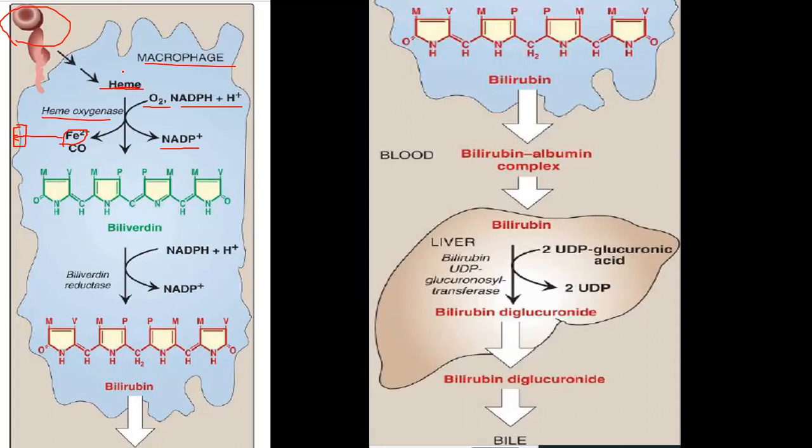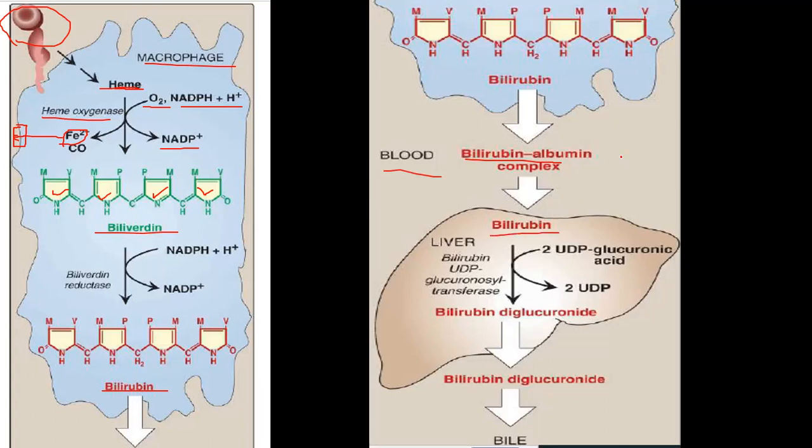Remember, in heme we have a protoporphyrin, which is cyclized, but here we open up that cyclic ring and linearize it to form biliverdin. You can see the four pyrroles, 1, 2, 3, 4. This biliverdin is a green pigment. It is usually reduced by biliverdin reductase to form bilirubin, which is red-brown. After bilirubin is formed by the macrophages, it is bound to albumin, where it will be transported in the blood to the liver.